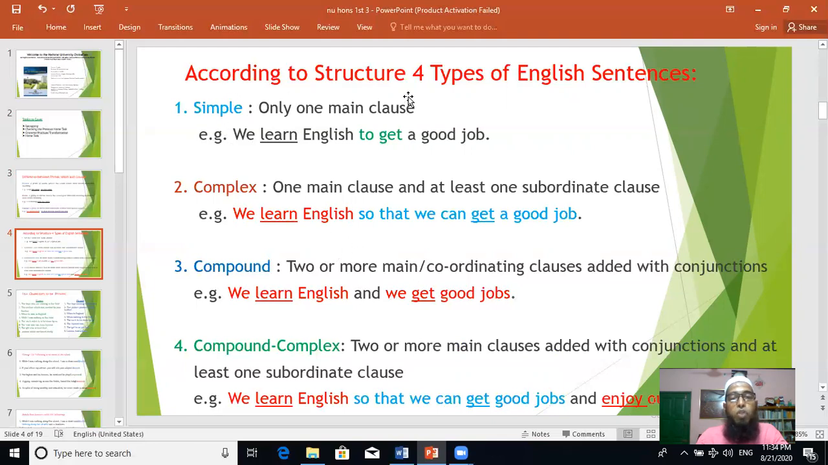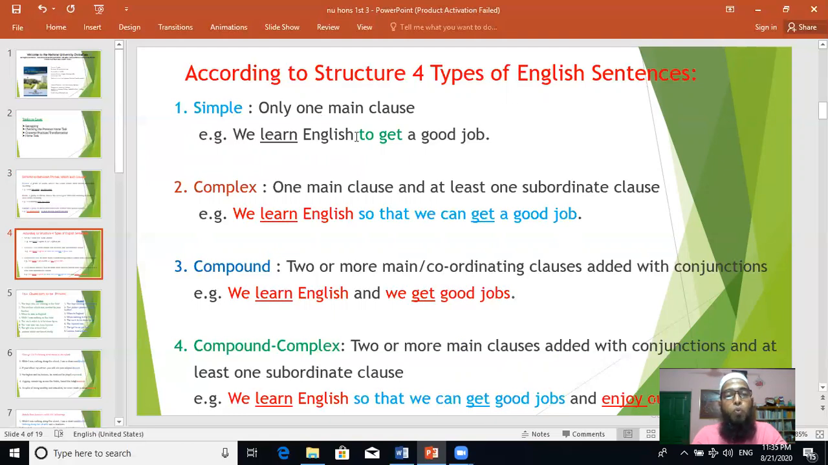Look at these four types of sentence. In most of the books, they are written as three types, but some grammar books tell four types. Simple sentence: only one main clause. So when we identify a sentence, we have to look at the verb, I mean the clause. If there is one verb, there is one clause. So a simple sentence has only one main clause.